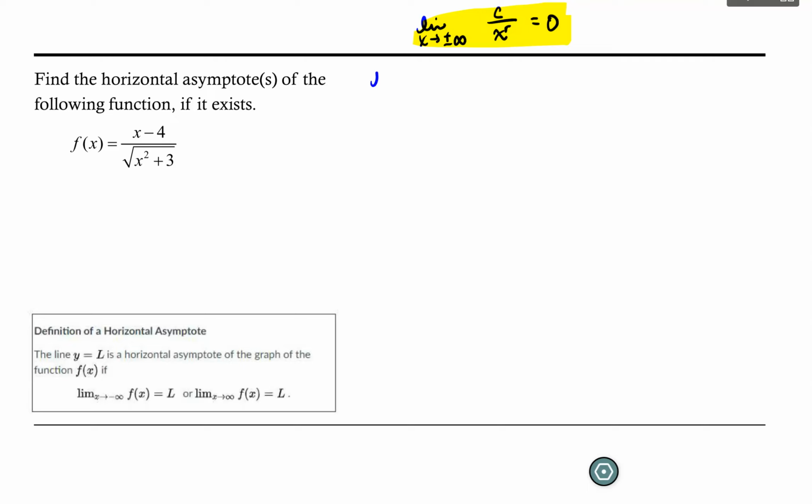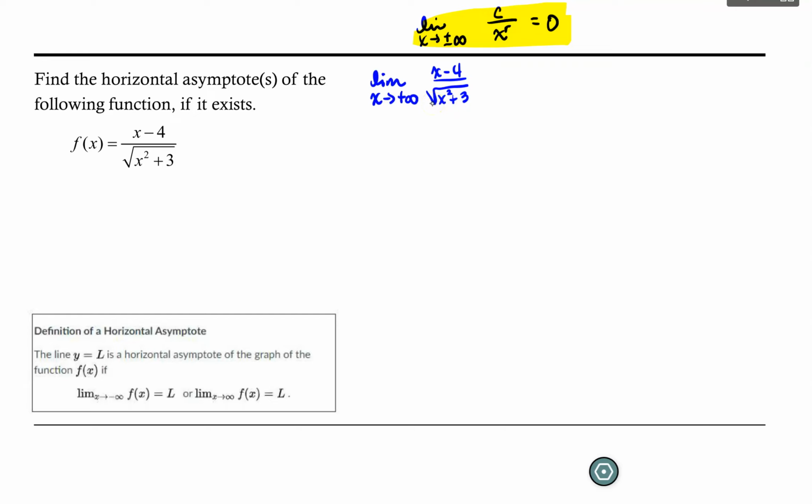So let's start by considering the limit as x approaches positive infinity of x minus 4 over the square root of x squared plus 3. Now, with a rational function, I would typically want to multiply both the numerator and the denominator by 1 over x to the degree of the denominator. So let's think about what the degree of that denominator is.